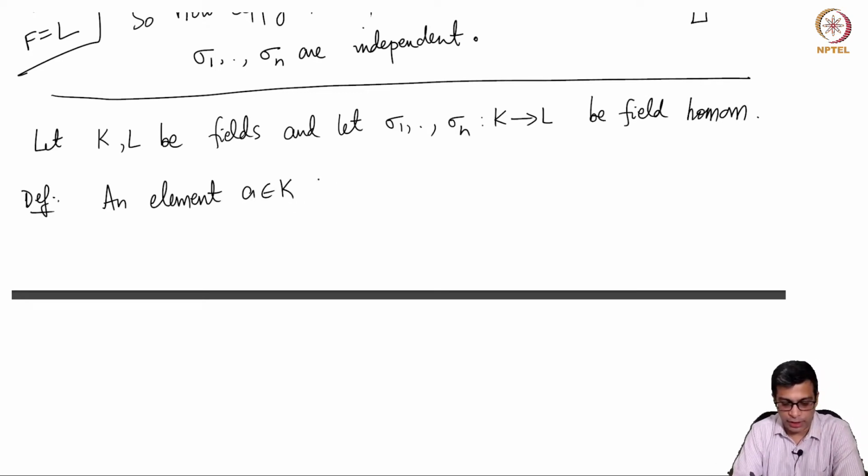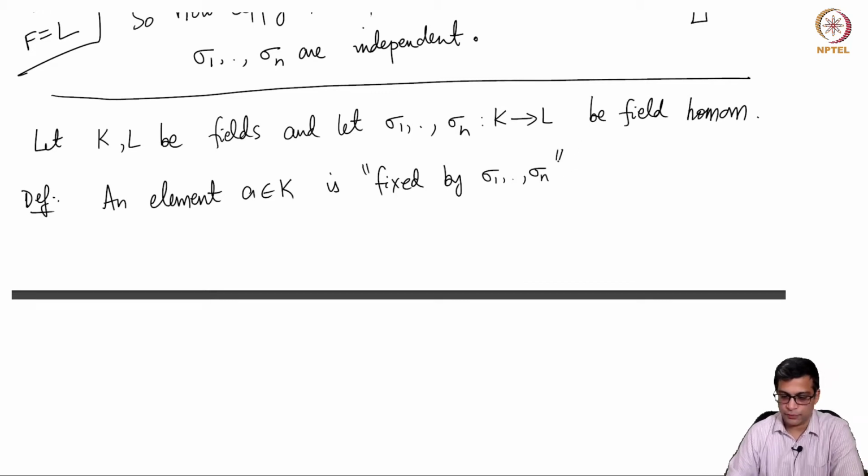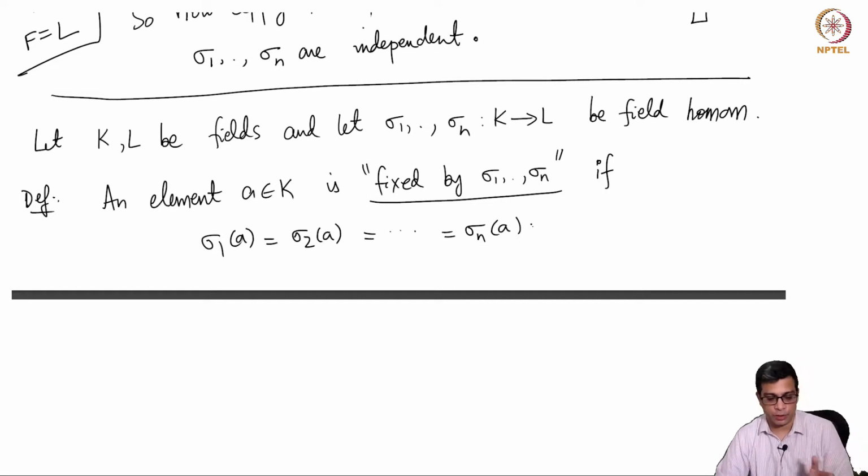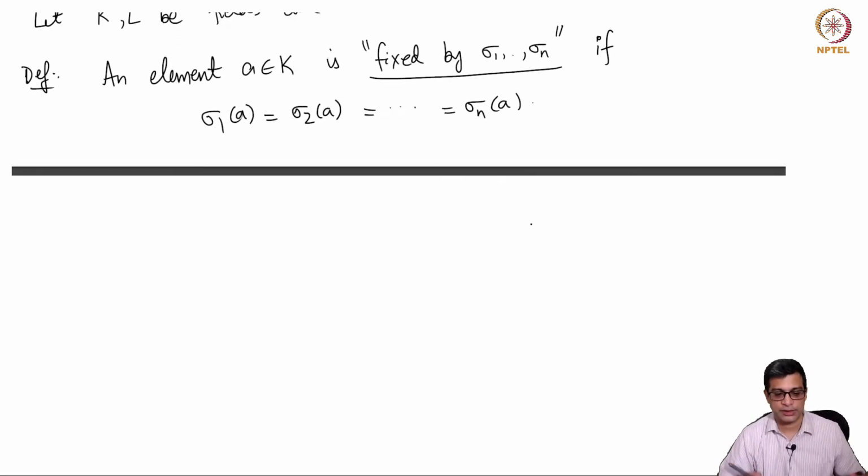So an element A in K is fixed by this given collection of homomorphisms if sigma 1 of A equals sigma 2 of A equals sigma 3 of A and all the way up to sigma n of A. That means the image of A under all of these is the same.